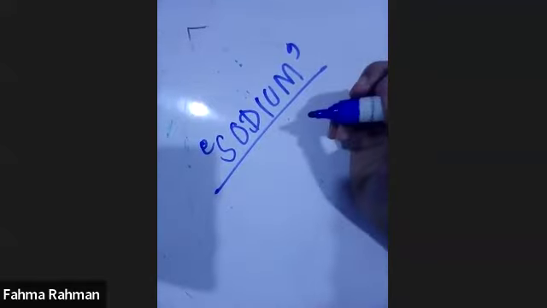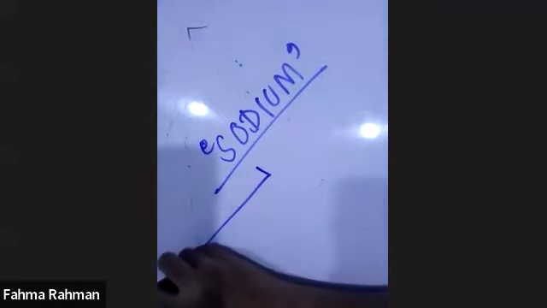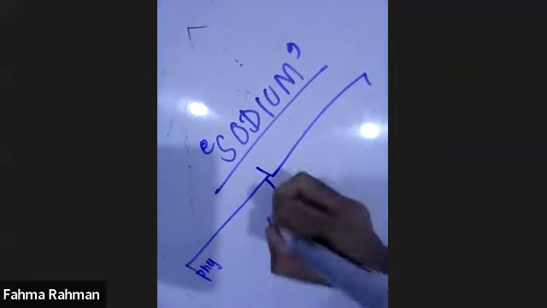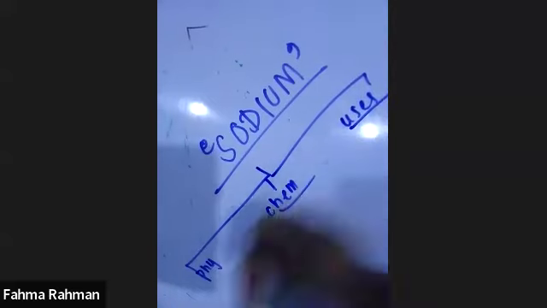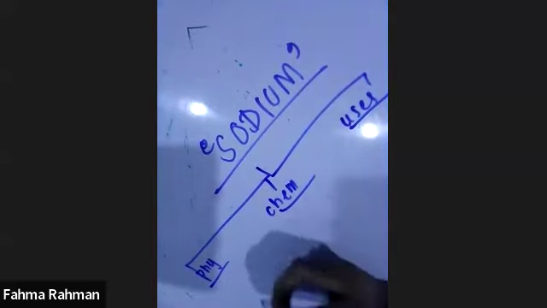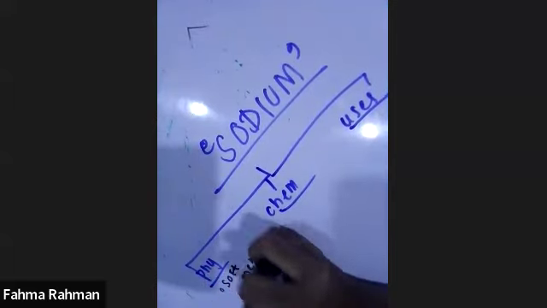All right, so sodium is also a metal. So the physical properties of sodium, we have to draw a table for sodium: physical properties, chemical properties, and the uses of sodium. Sodium is a metal. First of all, if you speak about physical properties, you have to say that sodium is a very soft metal.